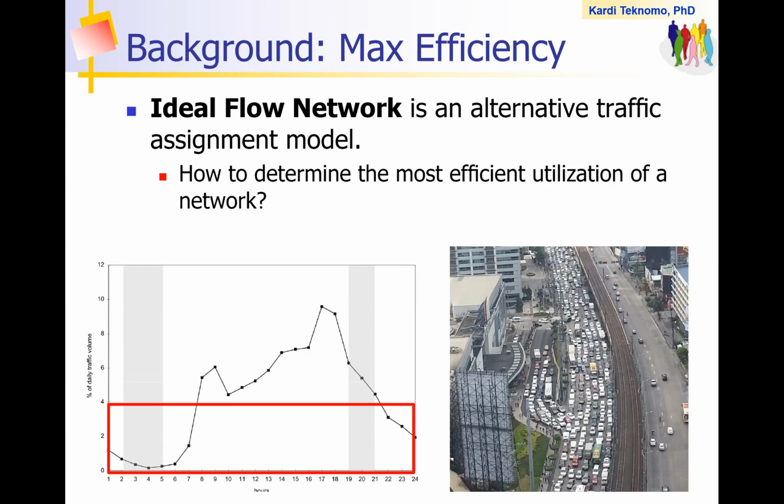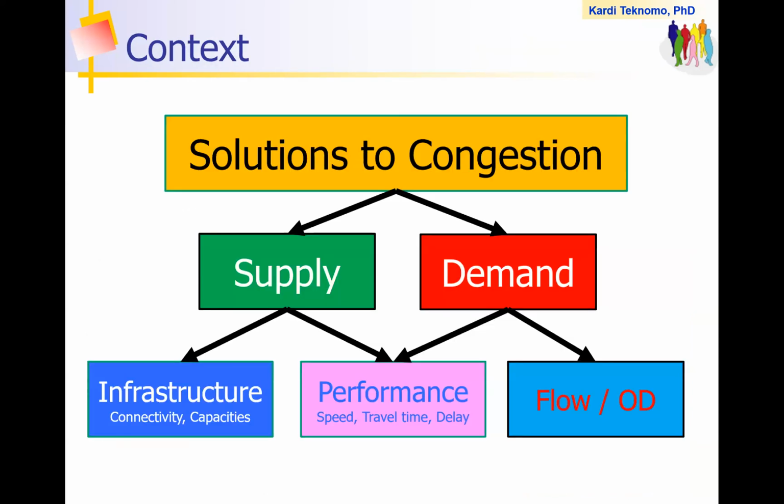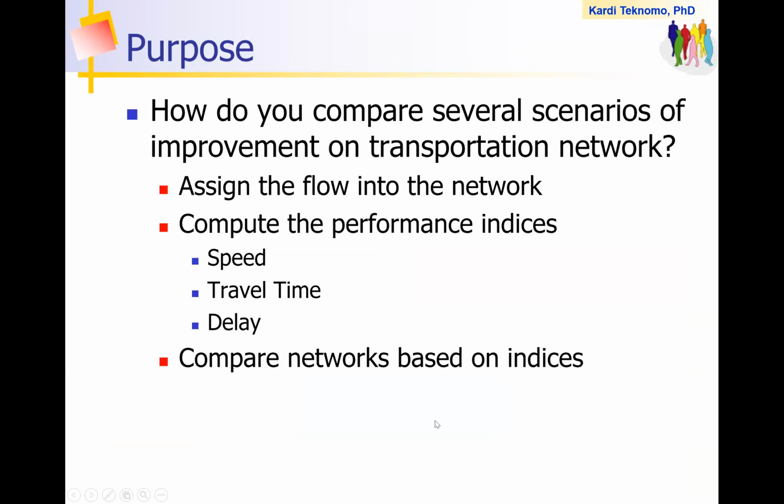That's why I introduced redistribution of congestion. You try to redistribute the congestion so that they will use other links, not only this link. Of course, in this context we have demand and supply. The supply means you have the infrastructure, the connectivity, the capacity. You have the demand, which is the flow and the OD flow. Then you have the performance between demand and supply, in terms of speed, maximum congestion, delay, and so on. So how do you compare? You compare these indices.